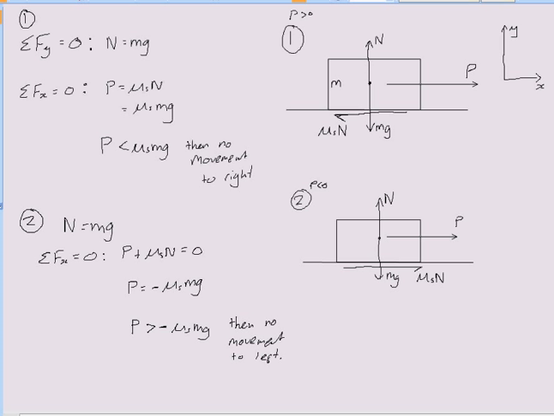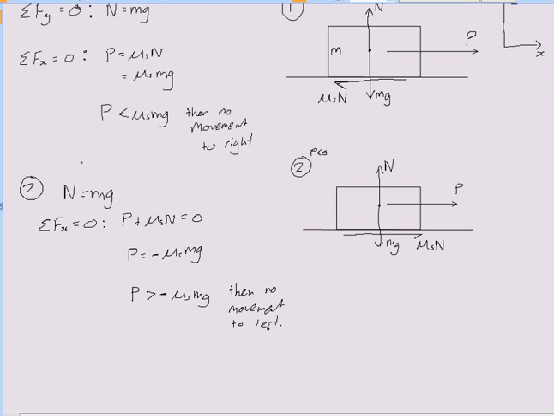Let's see if we can understand this. If P is less than mu_s mg, there's going to be no movement to the right, assuming P is greater than 0. That was our first case. And in the second case, when P is less than 0, if P is greater than minus mu_s mg, there would be no movement to the left either.